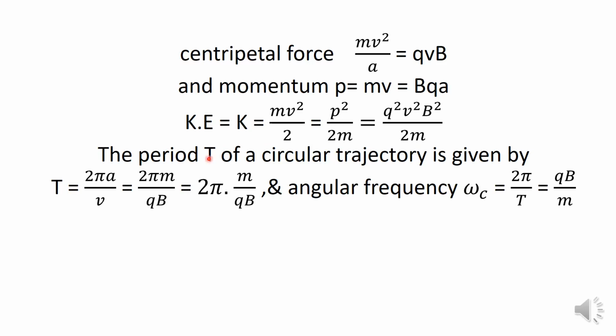And the time period of the circular trajectory, which is capital T, is equal to twice pi a by v, which is equal to twice pi m by qb. And the angular frequency, which we say is omega c, is equal to twice pi by T, which is equal to qb by m.